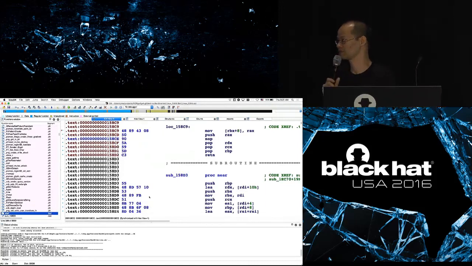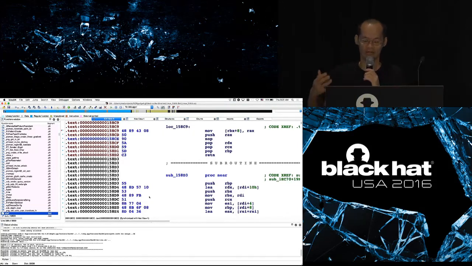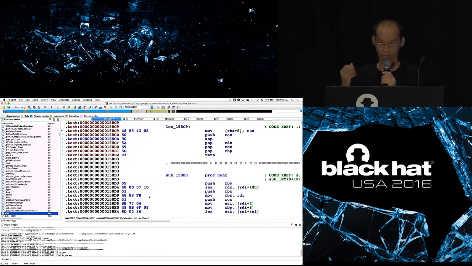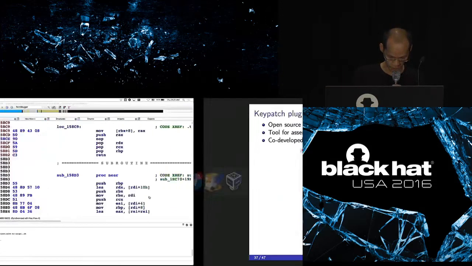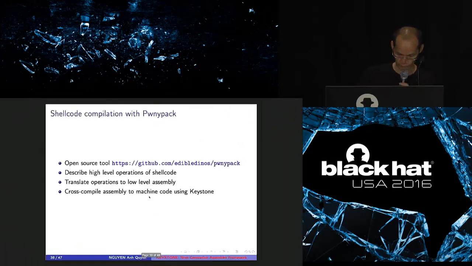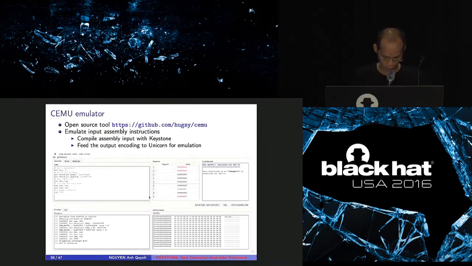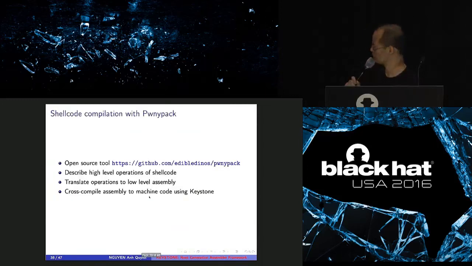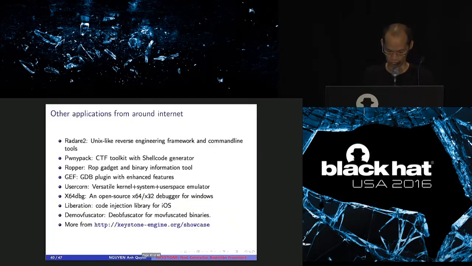So Keypatch has two tools inside. The first one is for assembling. You can use that to compile some assembly instructions, and you can also directly patch your binaries. The good thing is that it supports many CPUs, 8 CPUs now, not only Intel CPU. There are some other tools I'd like to introduce here, but sorry, not much time left to do a demo.